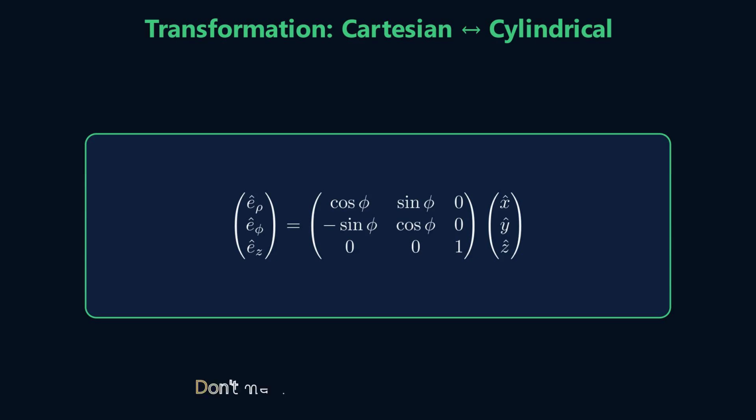We can write this as a matrix equation. The first row is cosine phi, sine phi, 0. The second row is minus sine phi, cosine phi, 0. The third row is 0, 0, 1. The key insight: do not memorize this matrix. Instead, remember the derivation formula and you can reconstruct it anytime.